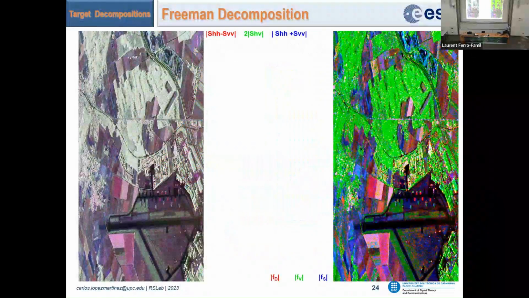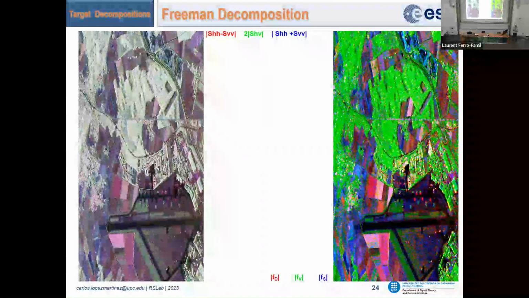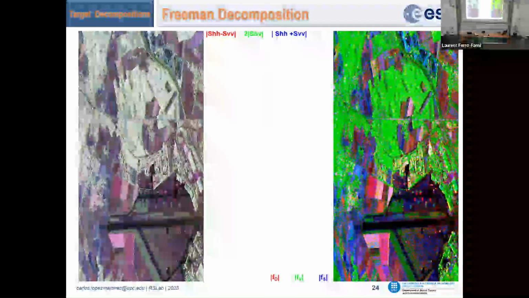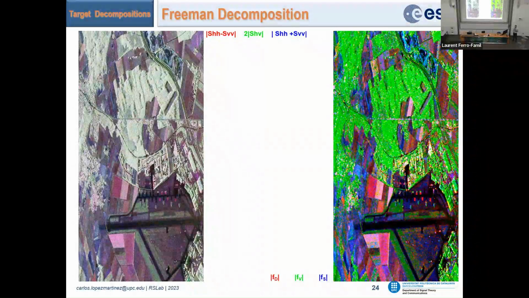Here is a composition which is completely different. Someone could argue that it's super green, the forest, and this is the drawback of the Freeman decomposition: it overestimates the presence of volume. I mean, it's a limitation, but this decomposition was established in '92. So for that time, it was a breakthrough, because it started the physical interpretation.